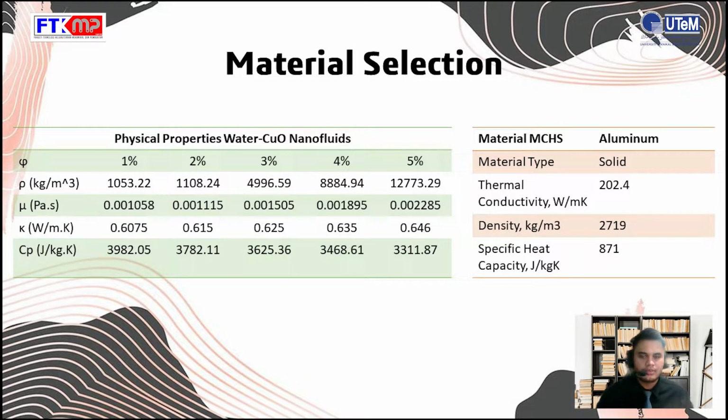The physical property. On the left side, we have the physical properties of water CuO nanofluid: 1%, 2%, 3%, 4%, and 5%. We have the density, viscosity, thermal conductivity, and specific heat. On the right side of the table, we have the physical property of the microchannel heatsink. The material used is aluminium.